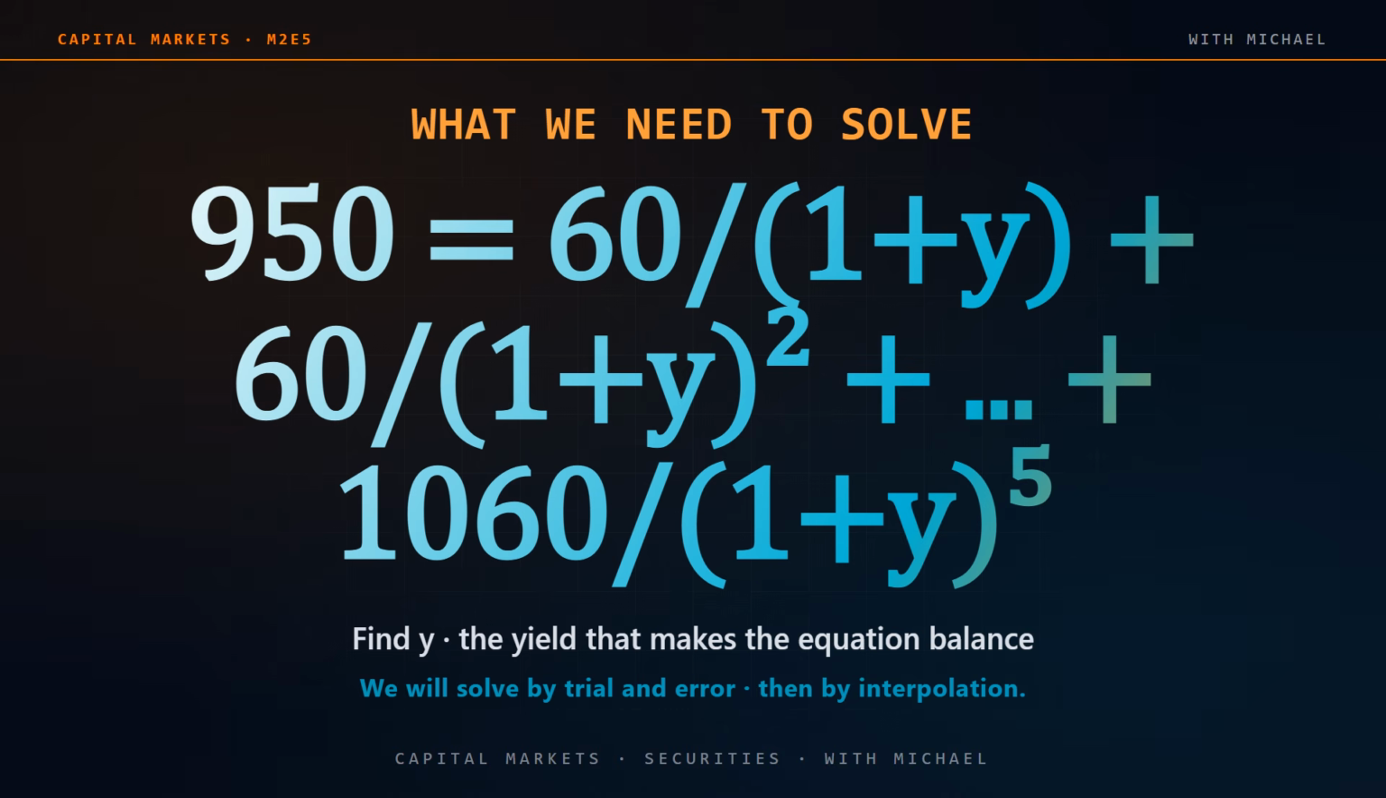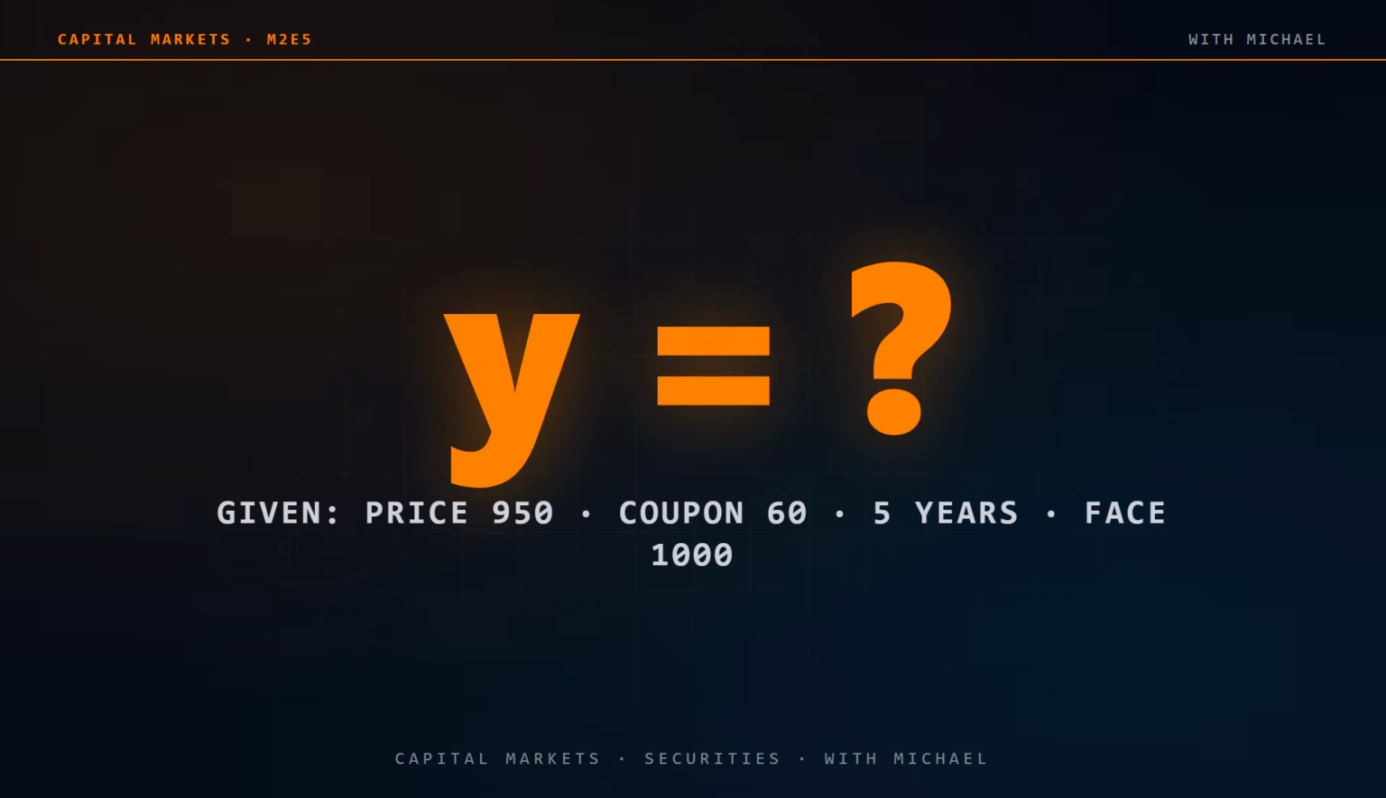Start by writing the equation. 950 equals 60 over 1 plus y, plus 60 over 1 plus y squared, plus 60 over 1 plus y cubed, plus 60 over 1 plus y to the fourth, plus 1060 over 1 plus y to the fifth. There is no way to algebraically isolate y. So we iterate. Section 4.